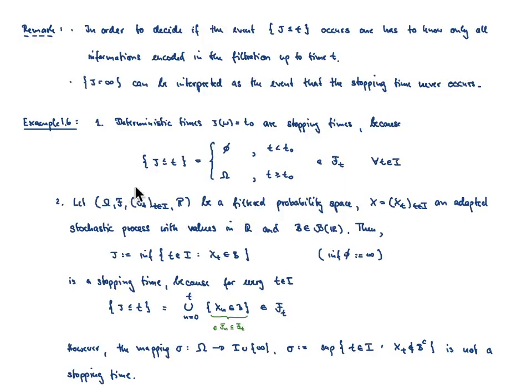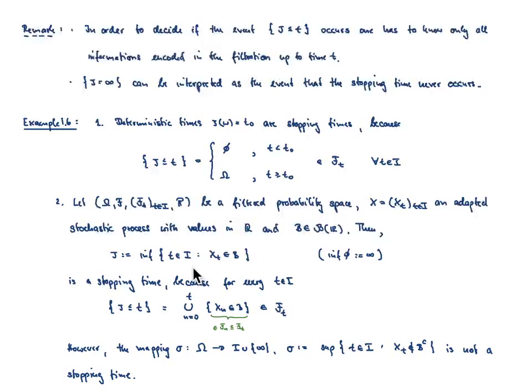So here comes the second example. I consider now a filtered probability space. I give myself an adapted stochastic process X, and suppose that this stochastic process takes values in R. Then I choose in addition a measurable set, namely a set B from the Borel sigma algebra over R. And then I define the following mapping, namely I define tau of omega as the infimum of all time points t in our index set such that X_t of omega is in B. So meaning the first time point such that our process enters the set B. And here I have the convention that the infimum of the empty set should be equal to infinity.